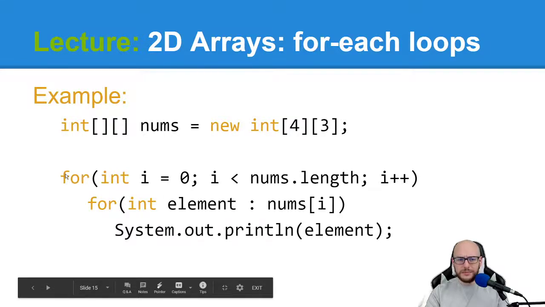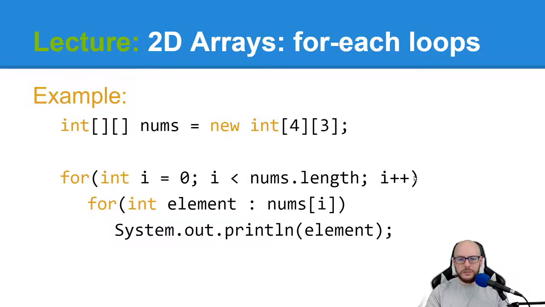You could do this. We got a for loop where we're looping through the outer array. I'm then pulling out the element at nums at i. Nums at i, keep in mind nums is the 2D array. So nums at i is a single one-dimensional array, an array of integers. So we're using a for each loop in order to go through that.